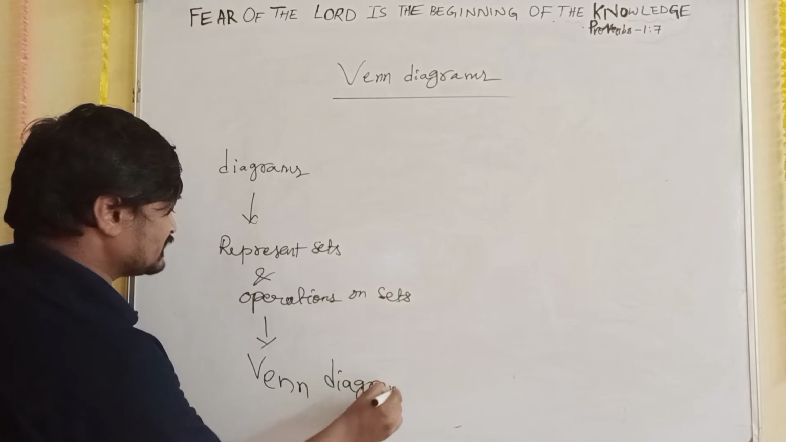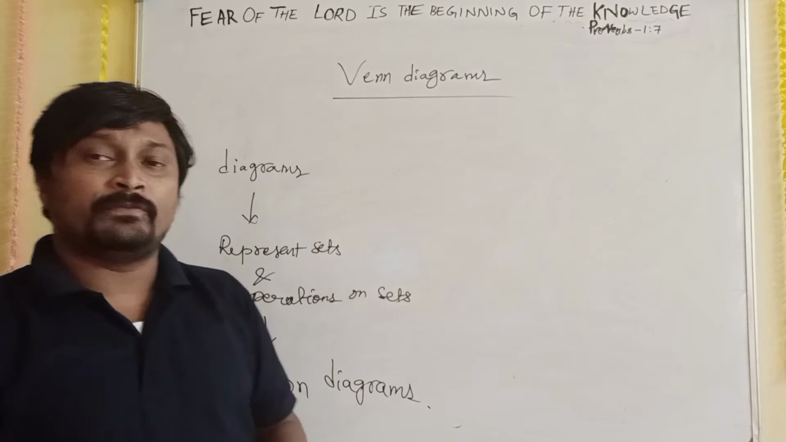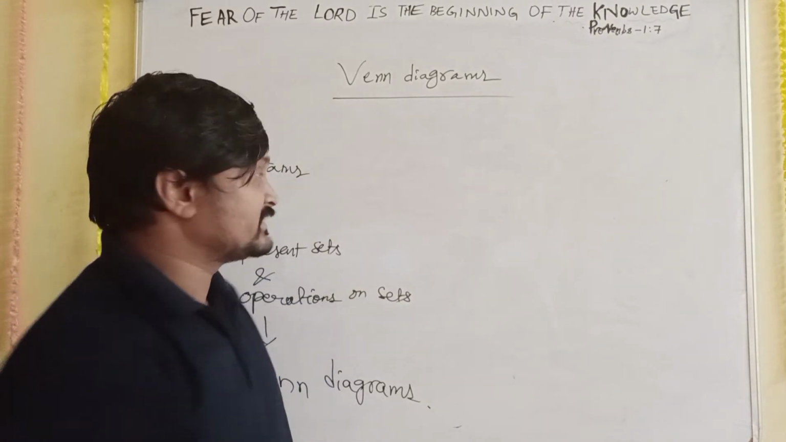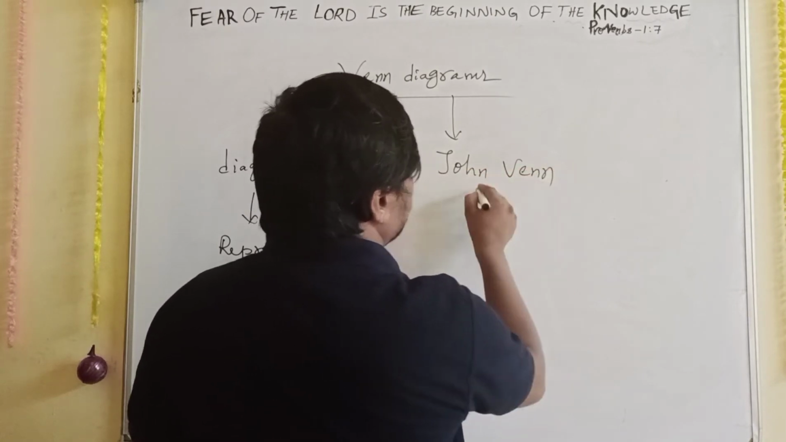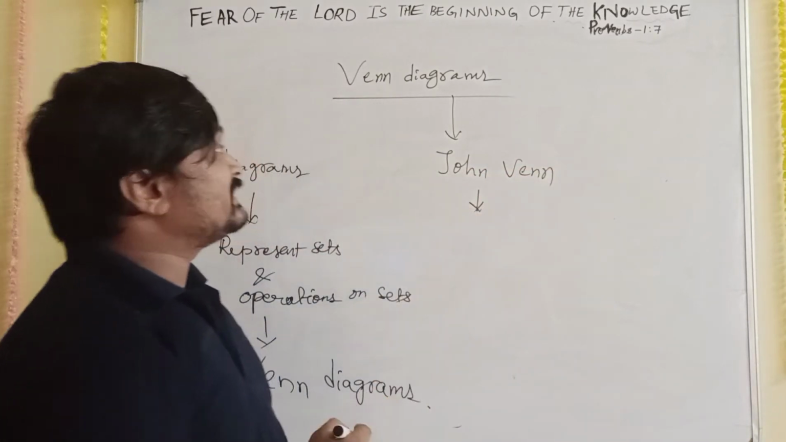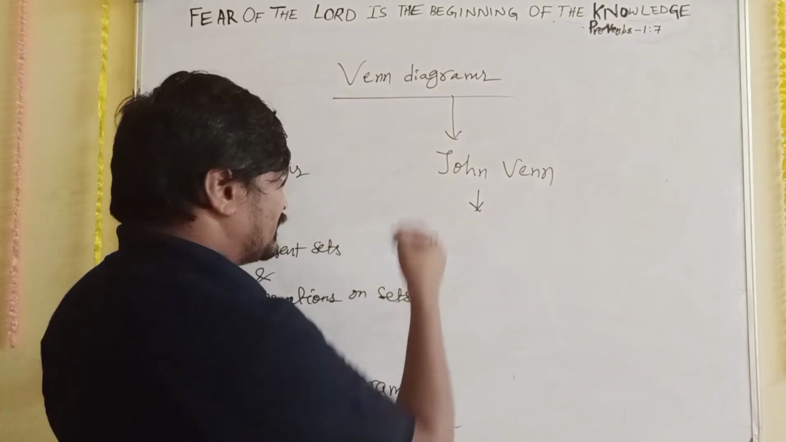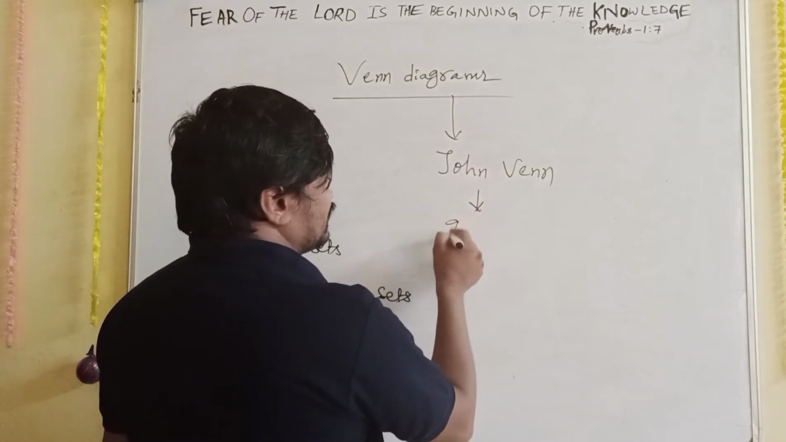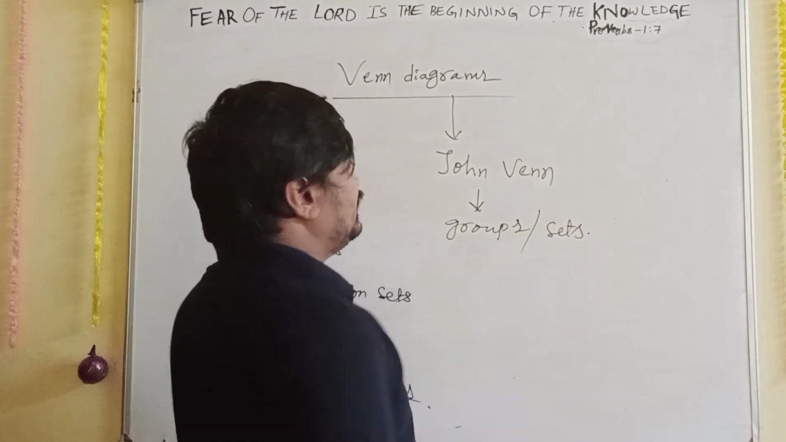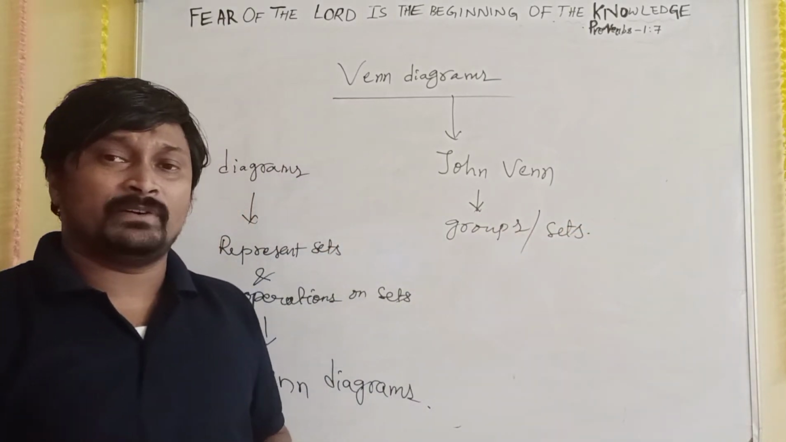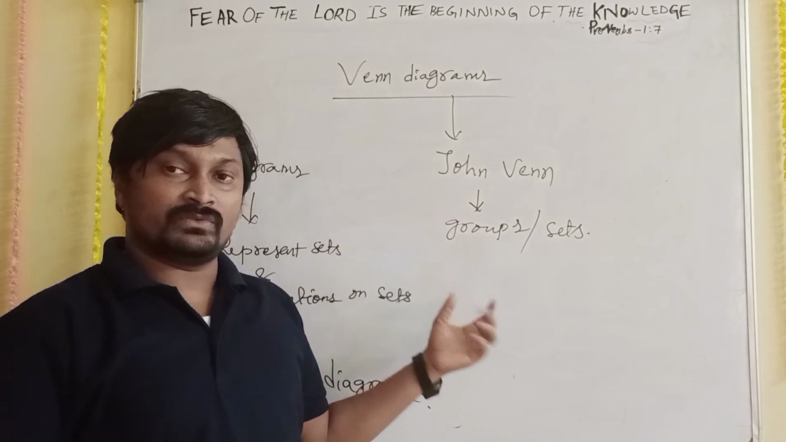Then you may ask, why, sir, do we call this a Venn diagram? This is one of the famous English mathematicians, John Venn, who first used a diagrammatic form to represent groups or sets. So to honor him, we kept the name Venn diagrams for these diagrams.